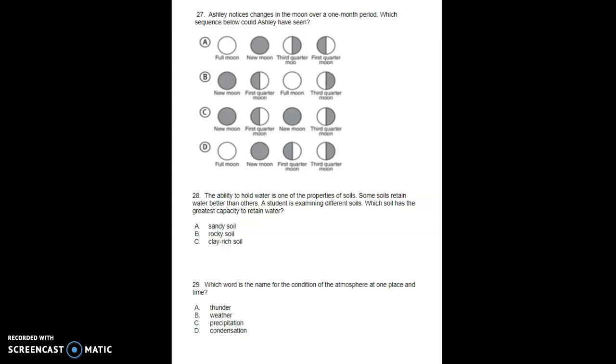Number 27. Ashley notices changes in the moon over a 1-month period. Which sequence below could Ashley have seen? A. Full moon, new moon, third quarter moon, first quarter moon. B. New moon, first quarter moon, full moon, third quarter moon. C. New moon, first quarter moon, new moon, third quarter moon. D. Full moon, new moon, first quarter moon, third quarter moon.